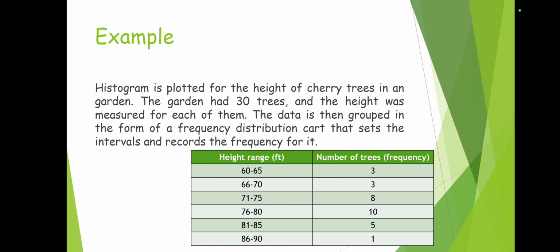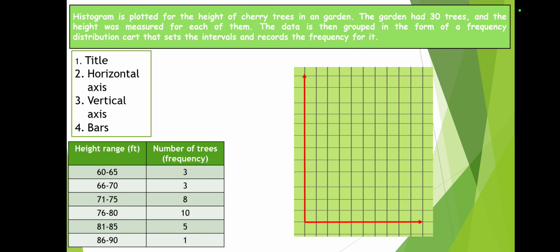76 to 80 feet of height, we have got 10 trees. 81 to 85 feet of height, we have got 5 trees, and the height range of 86 to 90 feet, we have got just one tree. So this is a tabular form, but it will be more understandable if we make a histogram of it. So first, you can see upside we have written the problem, and below you can see the table, and on the right side I have made a graph paper.